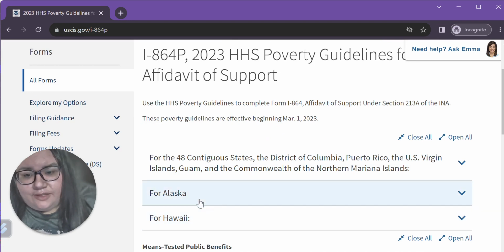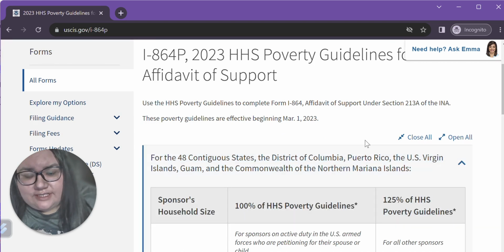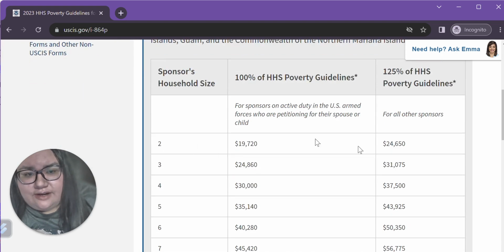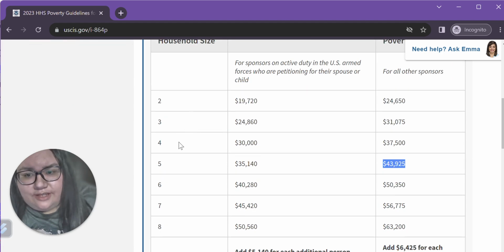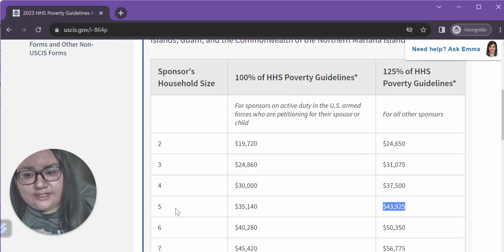So you're going to look on the left for your household size. In our scenario, Jose, our sponsor, has a household of 5: himself, his intending immigrant, Fulanita, who is his spouse, his 2 children, and his dependent brother. So his household is 5. We're going to look over at 5, and he must show that he earns at least $43,925 annually in order to meet the poverty guidelines, or the required minimum amount for the affidavit of support.